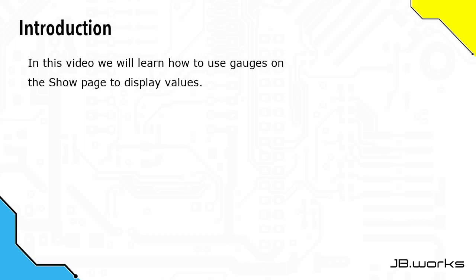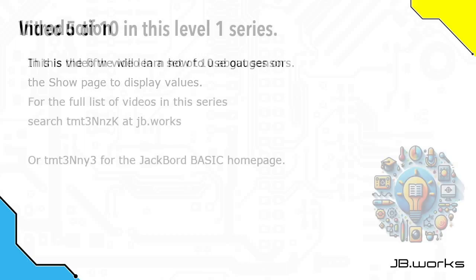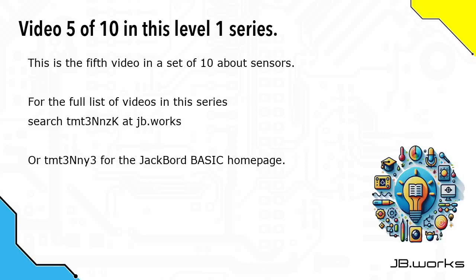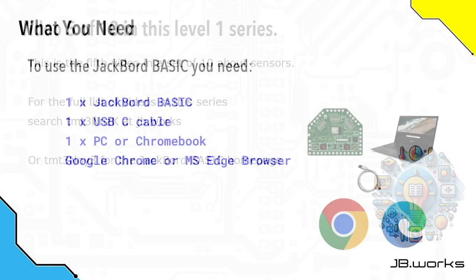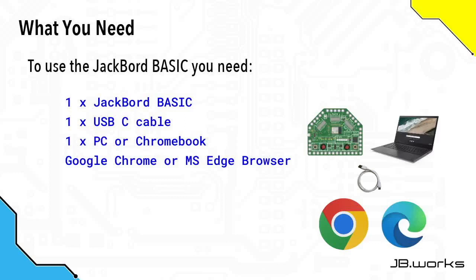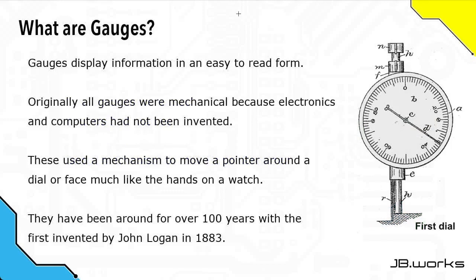In this video, we're going to learn how to use gauges on the show page to display values. This is the 5th video in a set of 10 about sensors. For this video, you're going to need the JackBord Basic, a USB-C cable, a PC or a Chromebook, and either the Google Chrome web browser or the Microsoft Edge web browser.